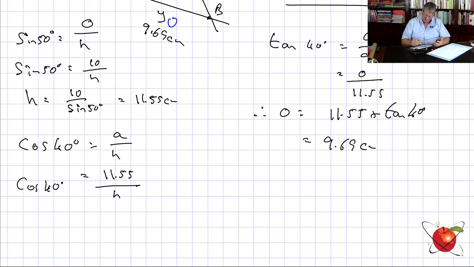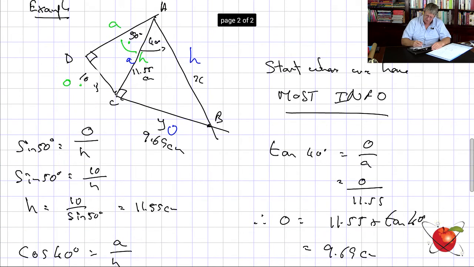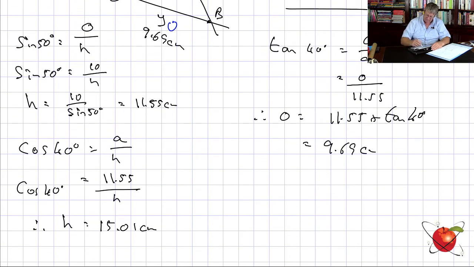And then I say, right, therefore, h in this case, remember it's now a different triangle, h is 11.55 divided by the cos of 40 degrees, which is going to be 15.01 centimeters. I put that onto my drawing. Sorry, my bad, 15.1. I didn't round it off. It's 15.1, and just go back down here. 15.1 centimeters.